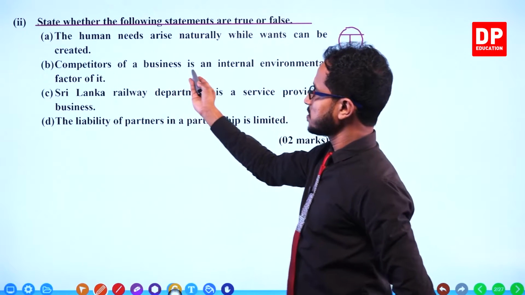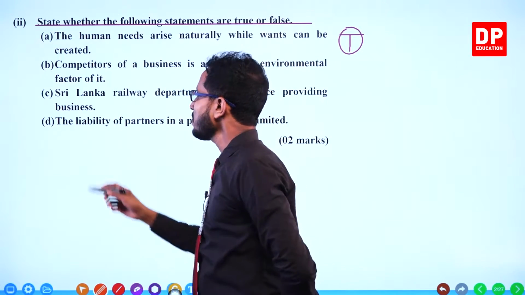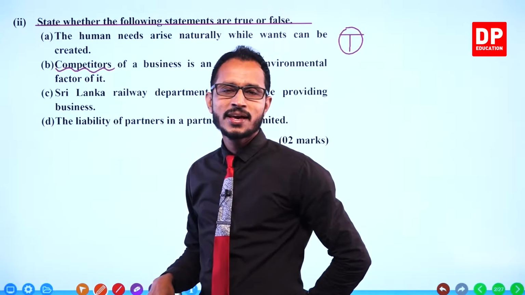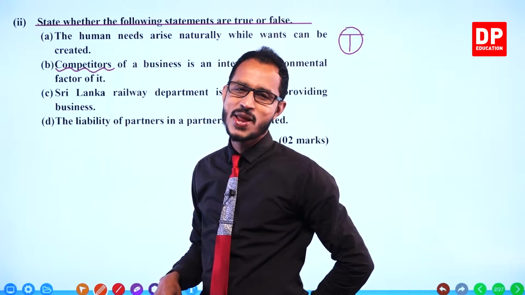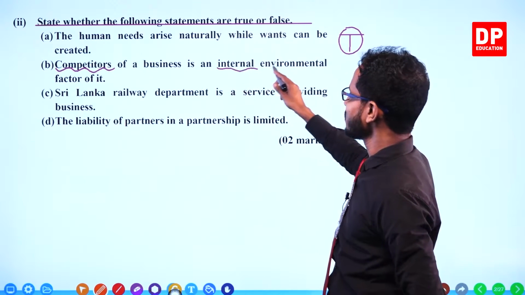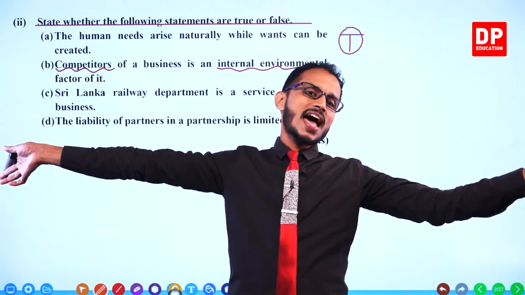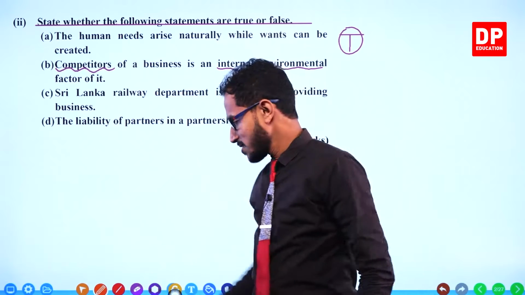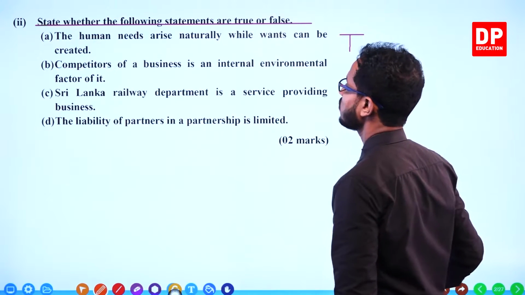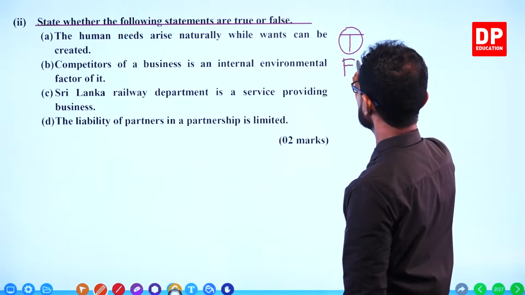Competitors of a business is an internal environmental factor. Competitors? Are you kidding me? No, competitors are not internal environment. They are in the external environment, outside the business. So not internal environmental factors. It's false.